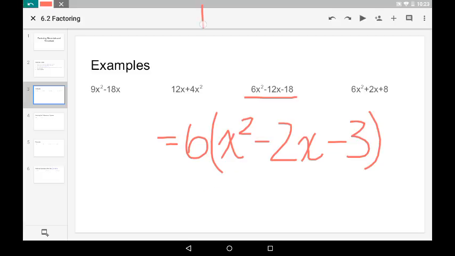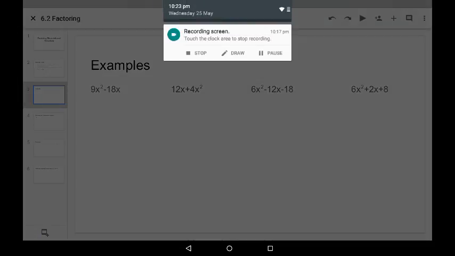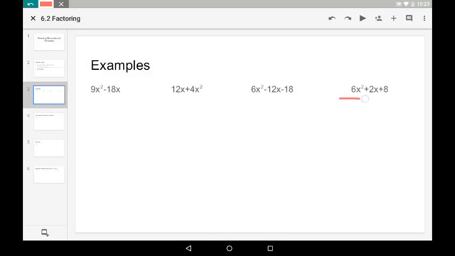Now let's look at the final example. I have 6x squared plus 2x plus 8. Okay, so out of these, all I can take out of each of these terms is 2. I can't take any x's because the 8 does not have an x with it. So the greatest common factor of 2, 6, and 8 is 2.